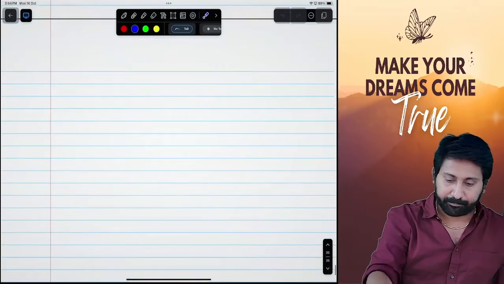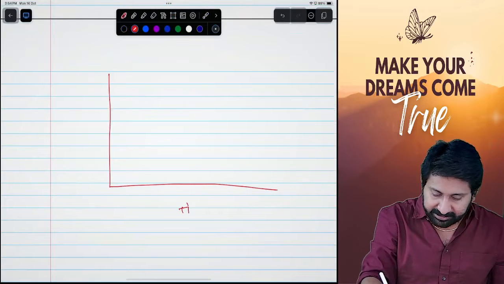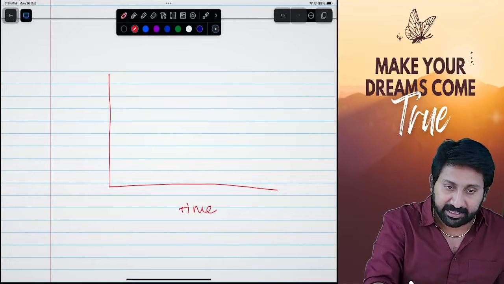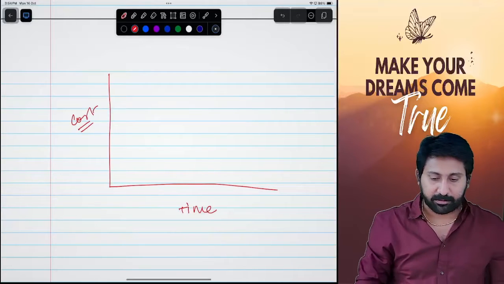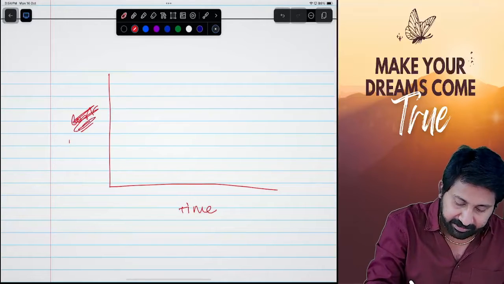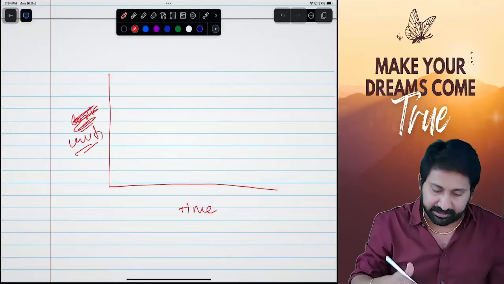See here. This is the time. This is the cost. Or technically, instead of writing like this, I will tell units. Number of units, time.